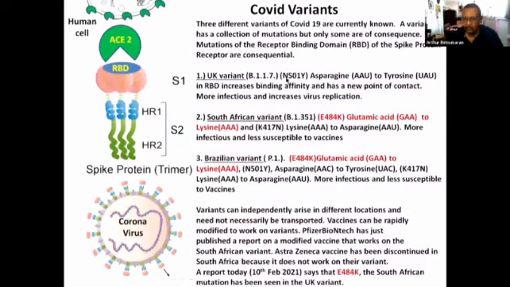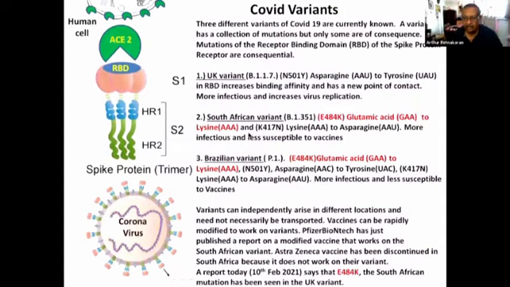This is a one-letter code for amino acids. They say N to Y. So that's the change that you see. This is what you will see. And what this does is it increases the binding affinity, and also it creates a new point of contact. As a result, this UK variant is more infectious and it increases virus replication. That is why it is better than the wild type that we have been having. This one will be increasingly infectious and have more virus production.